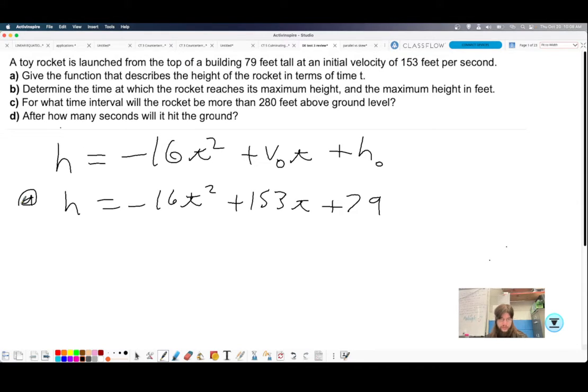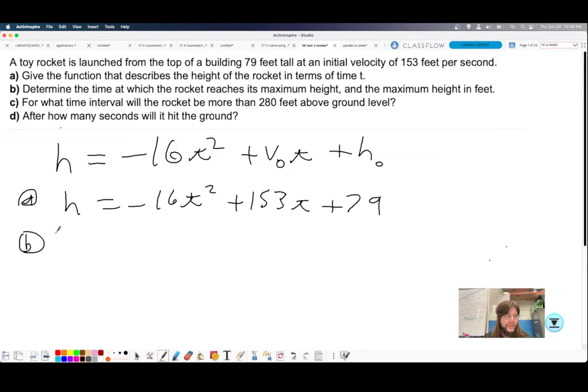Negative 16, 153, and 79. I get 10 point something, negative point something, and then more importantly, I get a maximum. 4.78125. It says round at where? Let's go hundredths place, I guess.